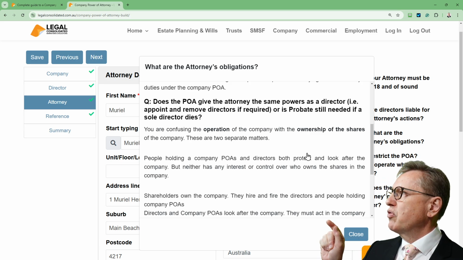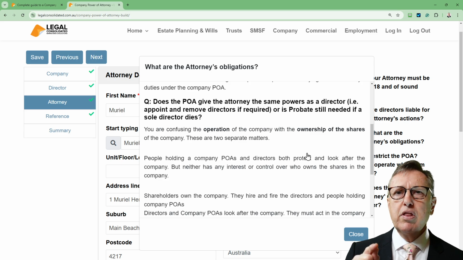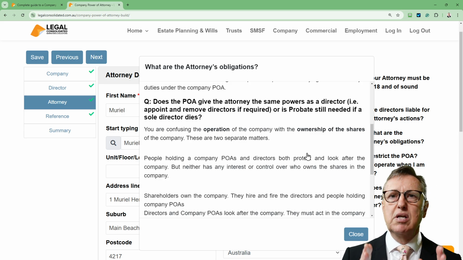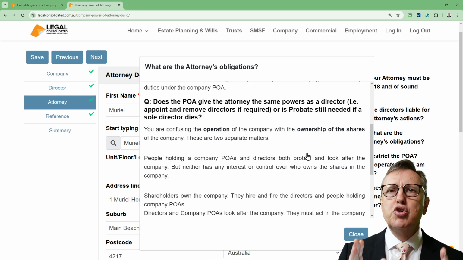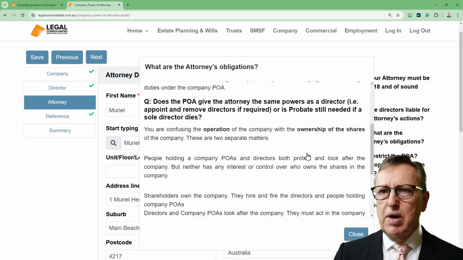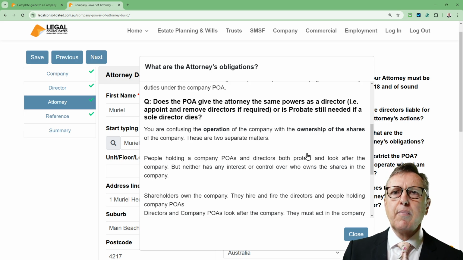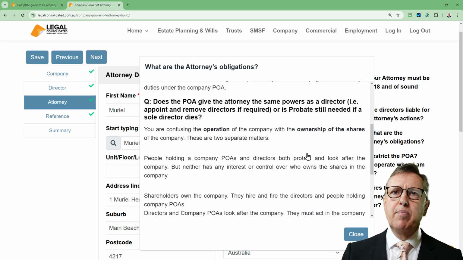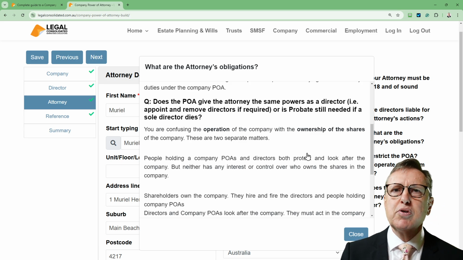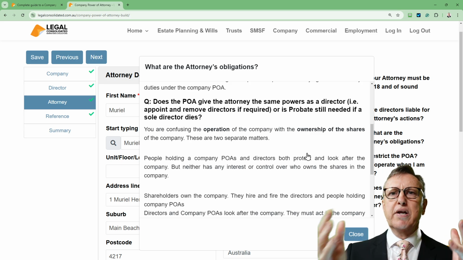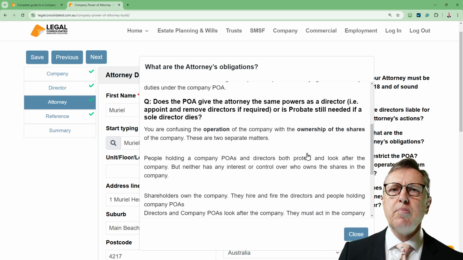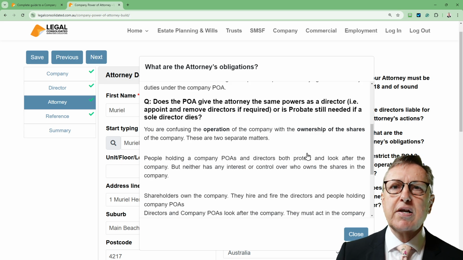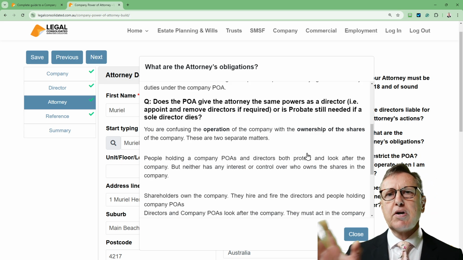And the person holding the power of attorney is limited in their power to a clear direction under the company power of attorney. If the power is not in the company power of attorney, then the person holding the attorney can't do it. Where directors have almost all the powers of a human being. Well, directors have all the power of a human being, subject to the Corporations Act.